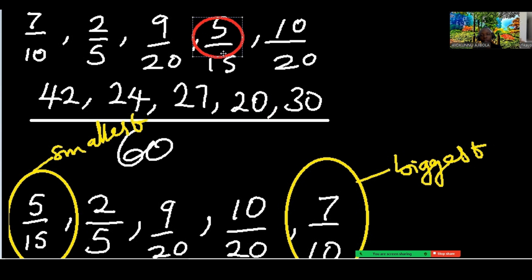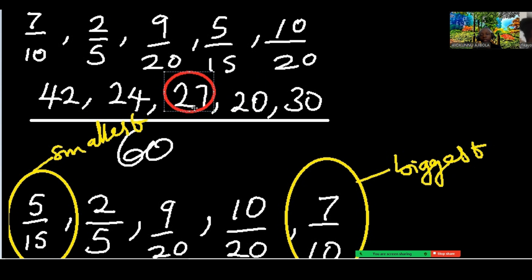20. So, which fraction stands for 20? This is number 4. Which fraction is number 4? 5 over 15. That's why. So, which one is the next after 20? That's 24. Which fraction stands for 24? 2 over 5. The next is 27, which fraction? 9 over 20.